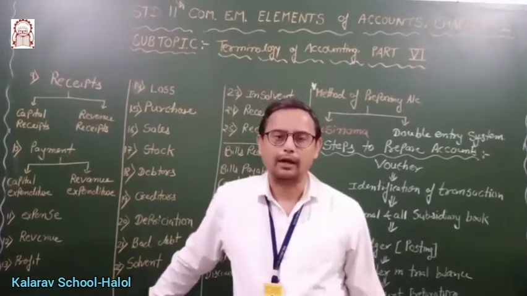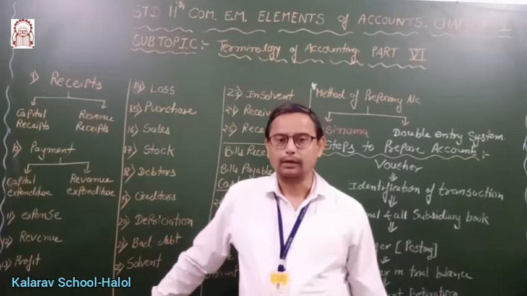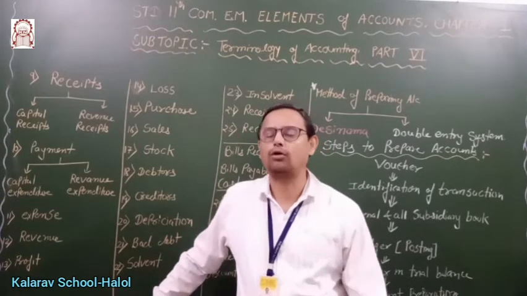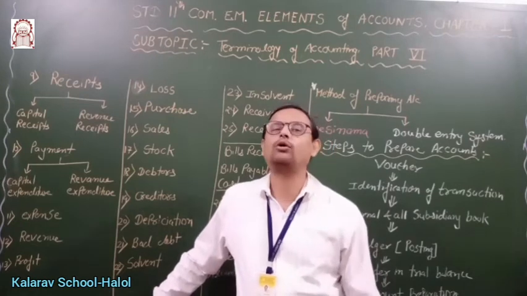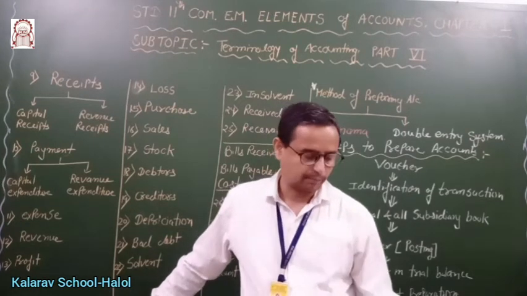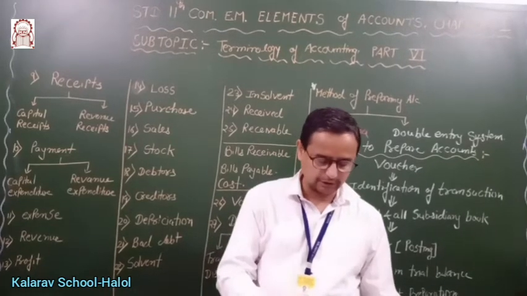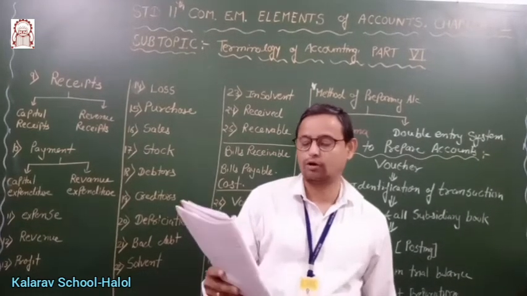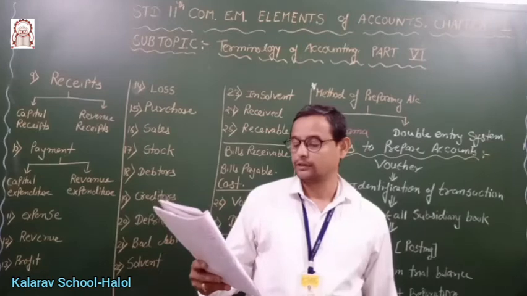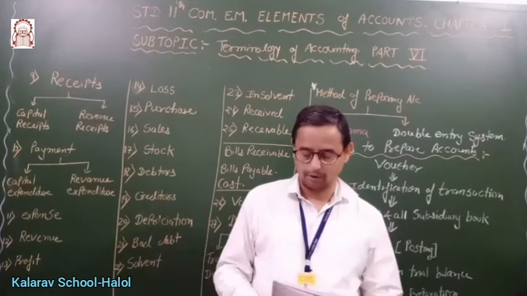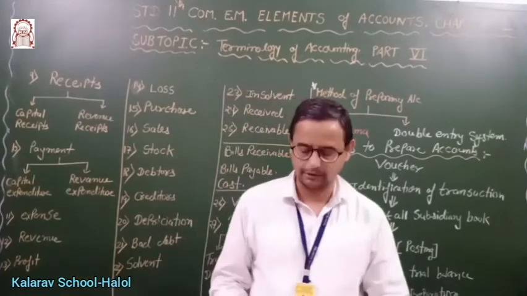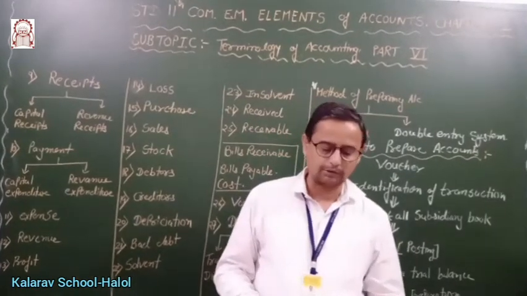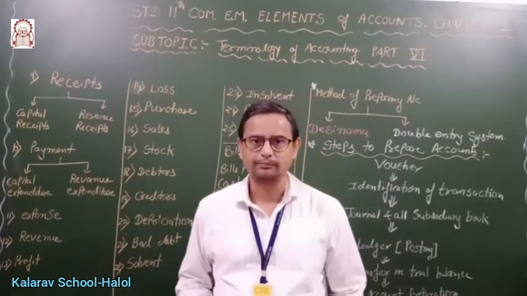Next is profit. When you get more than whatever your cost is, that excess over the cost is the profit. So another definition of profit: the excess over the cost on selling the goods is called the profit. So profit equals selling price minus cost price, which you already studied in small standards in mathematics.